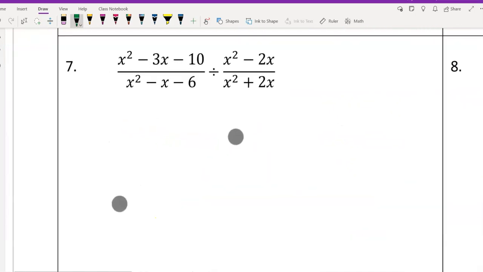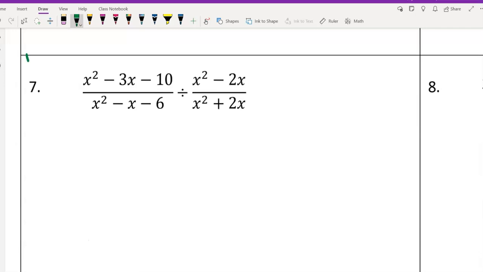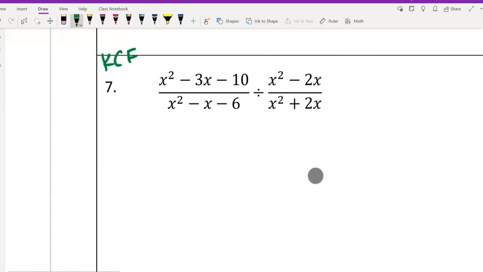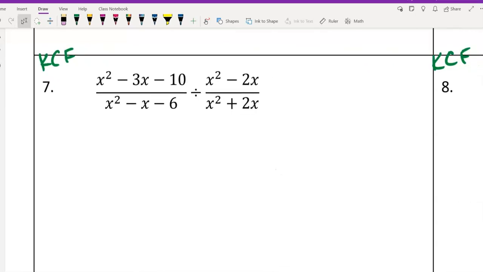Number 7, we have a division problem here, so we need to keep, change, flip. That's for both number 7 and number 8. Keep, change, flip. All right, before we do any keep, change, and flip, we need to factor everything. Every single one of these numerators and denominators needs to be factored.